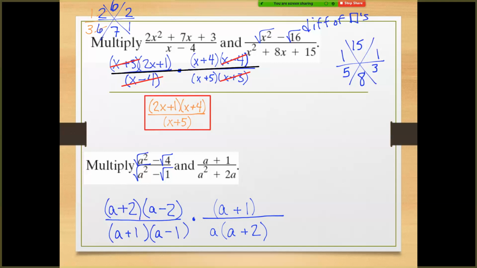Take a minute on your paper, see if you can go through and reduce anything that's the same in the numerator as it is in the denominator. Keep in mind, we're going to think of this as one big happy fraction because they're being multiplied together.